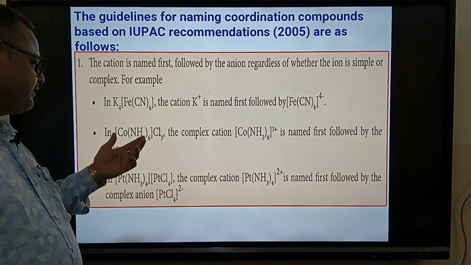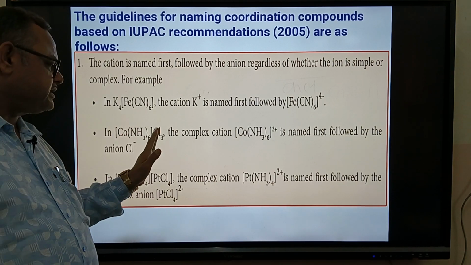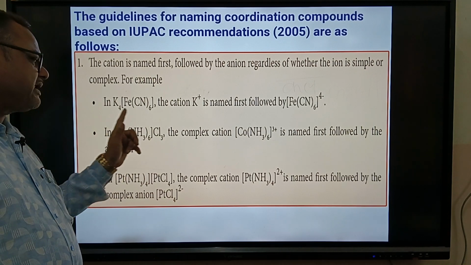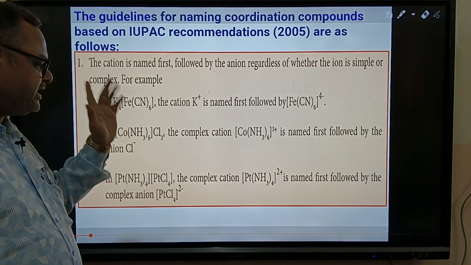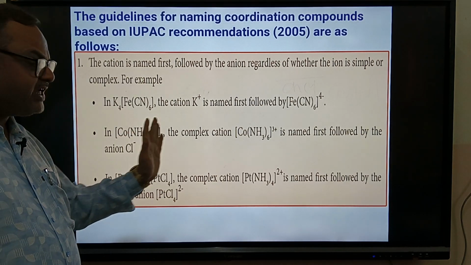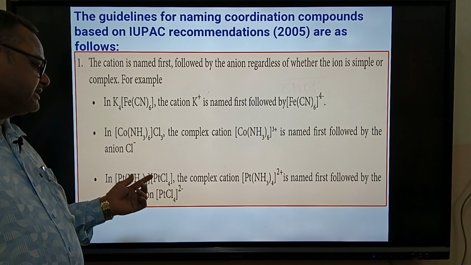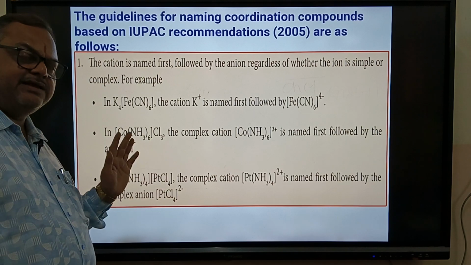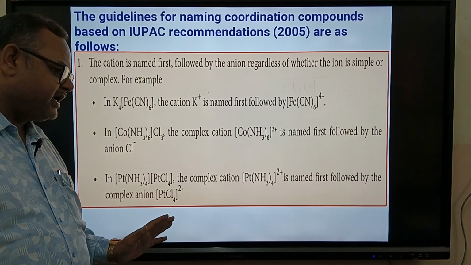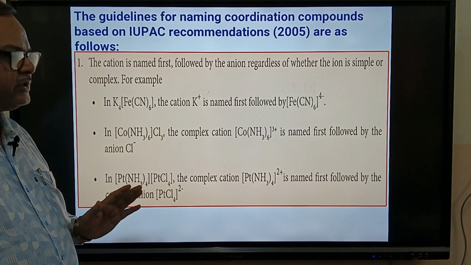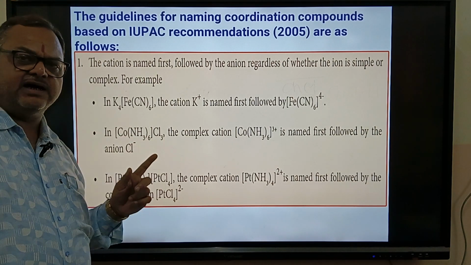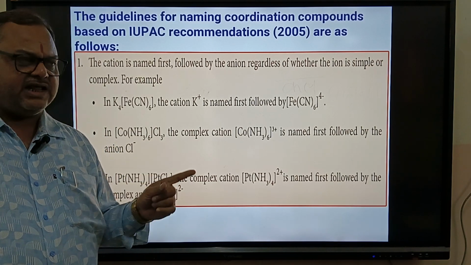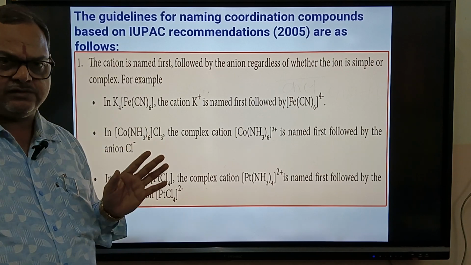In the second case, we have [Co(NH3)6]Cl3. Here the cation is [Co(NH3)6]3+, so we will write the name of the coordination complex [Co(NH3)6] first. There may be cases where both the ions, the cation as well as the anion, are complex ions. In that case also we will be writing the name of the cationic complex first. So first point, make it very clear, whenever you start writing the name of the coordination compound, you have to write the name of the cation first. First point.